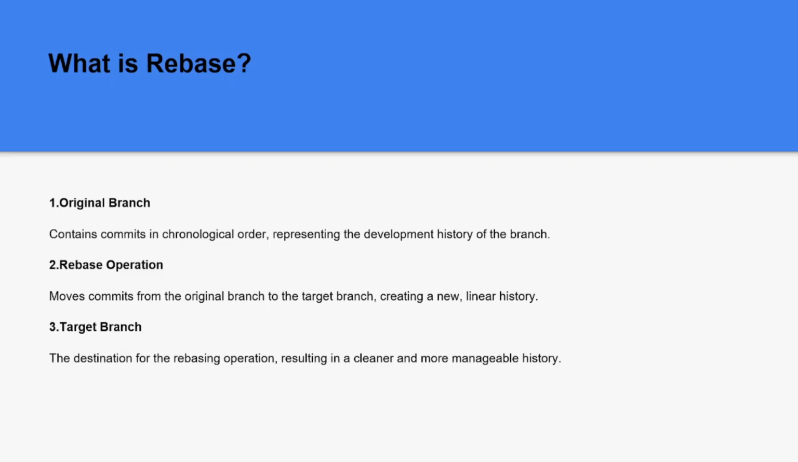What is a rebase operation? A rebase operation is a process of moving commits from the original branch to the target branch, creating a new linear history. What the importance of a linear history is, we will cover in the next slides. Now let us see what the target branch is. The destination for the rebase operation, resulting in a cleaner and more manageable history. In simple words, a target branch is a branch to which our new code is going to be attached.